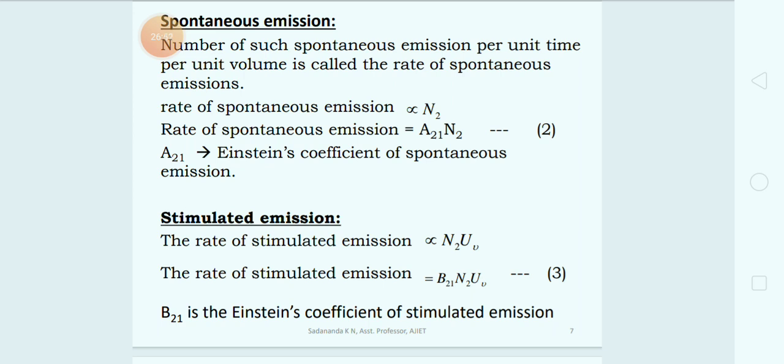Alright, so the rate of stimulated emission is proportional to N2 U nu, or, removing the proportionality sign, rate of stimulated emission equals B21 N2 U nu, where B21 is the Einstein coefficient for stimulated emission. And 21 represents again the downward transition from E2 level to E1 level.